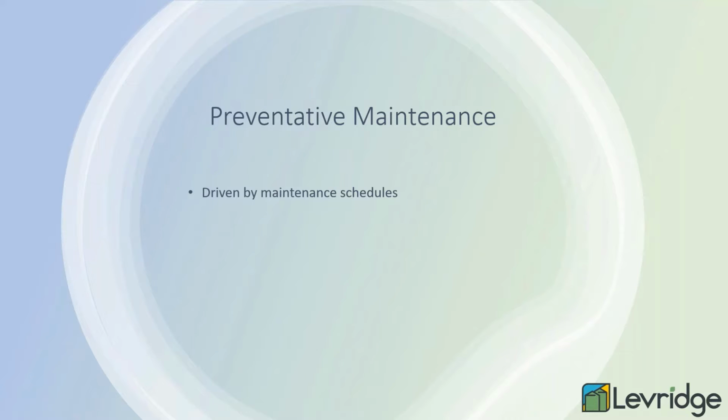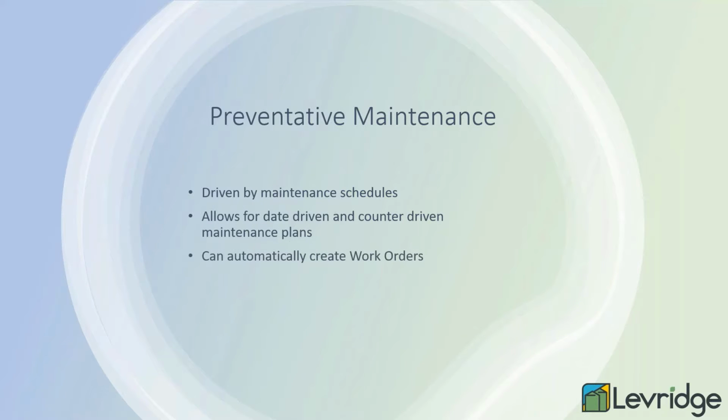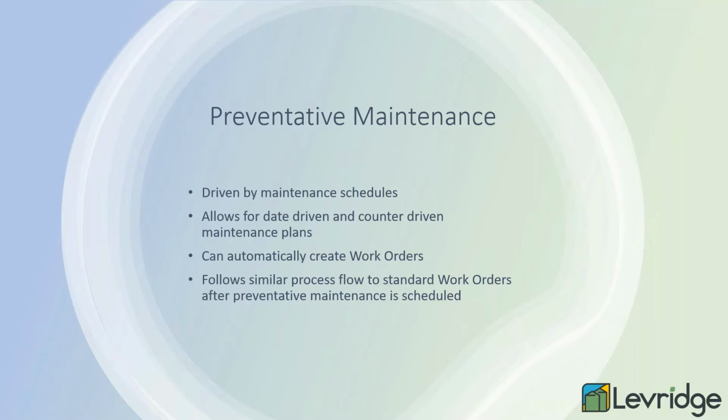Preventative maintenance, we've kind of covered at a high level. It's driven by some of those maintenance schedules that you set up inside of Dynamics. It allows for us to do that date-driven and counter-driven, like we said as well, and it can generate those work orders automatically. And then it follows a very similar process flow really to those work orders, except the job type is no longer repair now. It might be inspection, right, that you set up as part of that. And you can define that really as part of that processing.